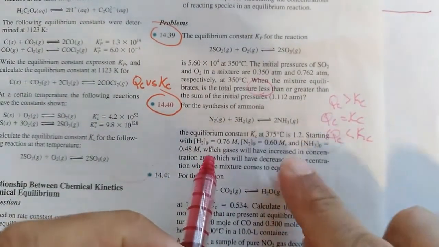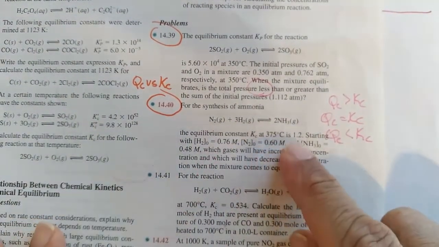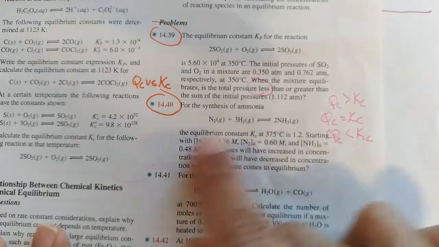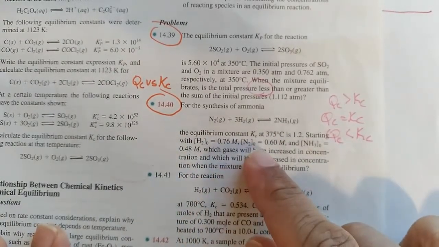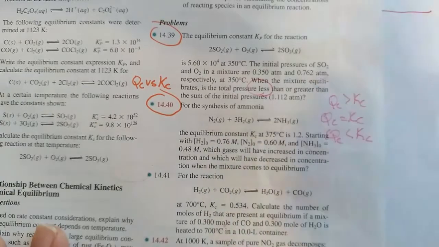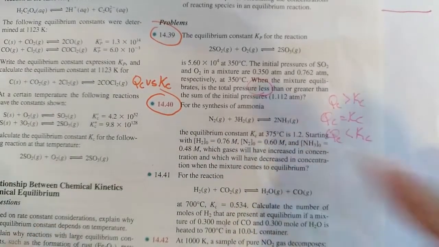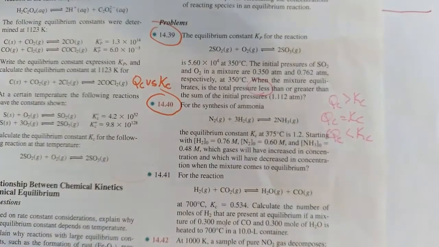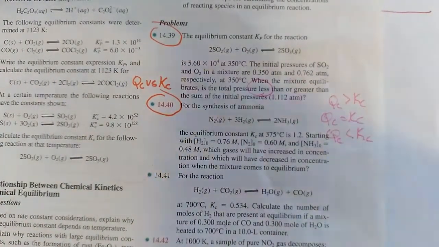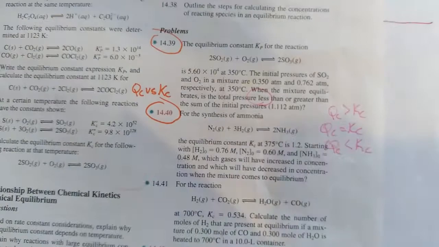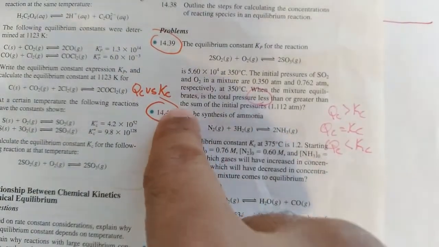So here's our reaction. They give us the equilibrium constant at this temperature. And under these given conditions, are we at equilibrium? And if we are, then we're good. If not, which way will it go under these given conditions to settle and obtain equilibrium? So let's go ahead and do this problem here, comparing QC and KC, the reaction quotient with the actual equilibrium constant.